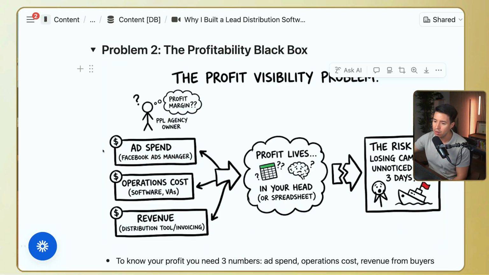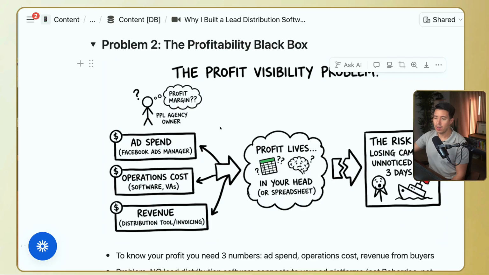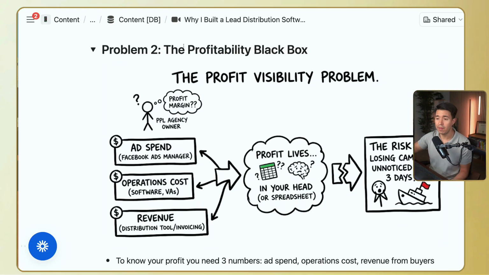It's a retainer. So I have my ad spend, I have my operation cost, and I have my revenue, right? So again, I would have to put a Google Sheet together where I can track daily how much I spent on ads, how many leads got delivered, and calculate my profit that way, right? It's a very manual process. You have to kind of put something together, again, duct taping, right? And it fluctuates a lot.